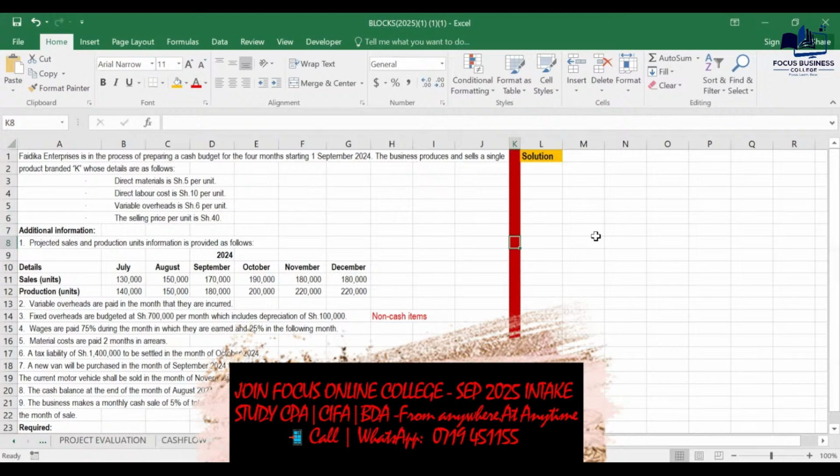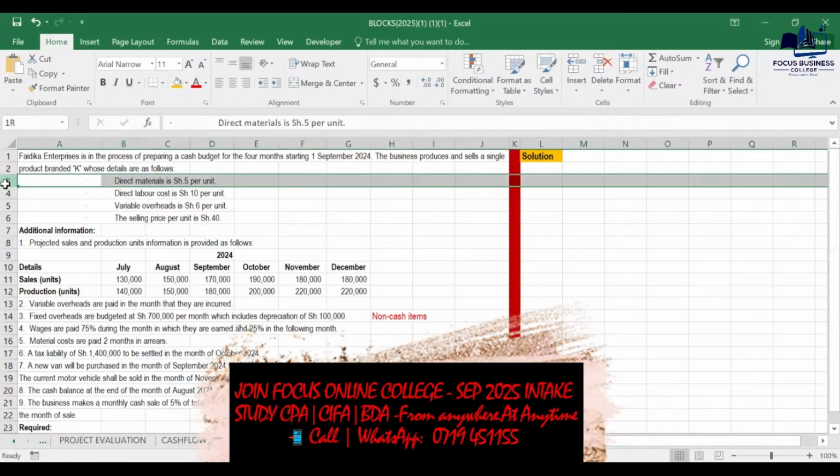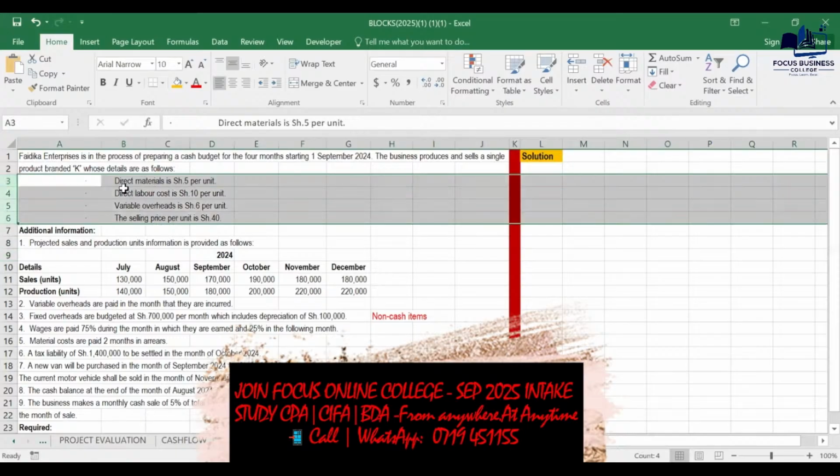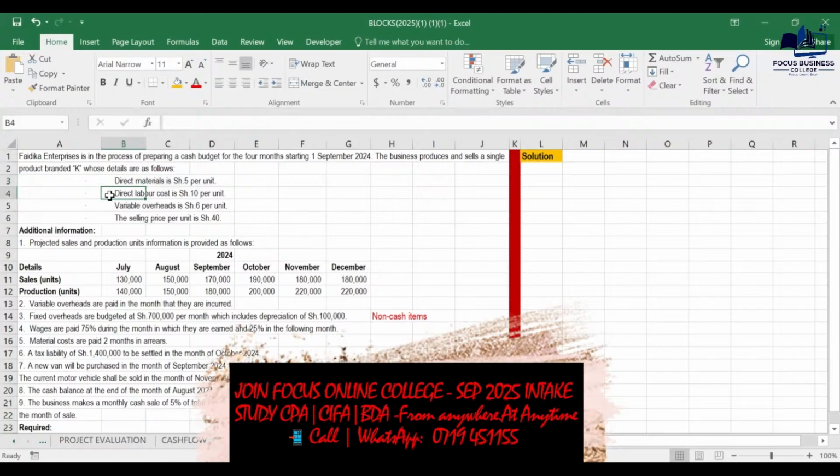So maybe we can see which expenses or which workings we can compute. Now here, we are told this company, which is called VN, basically produces and sells a single product, called product K. And we are given the details. So these are basically the production costs. For the company to be able to produce that product, the company incurs direct material cost, direct labor, variable overheads, and the selling price. Maybe in this case, we can have some few workings even before we proceed to prepare what is required.